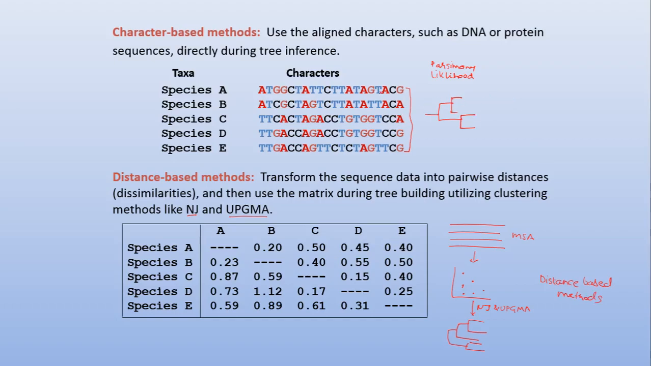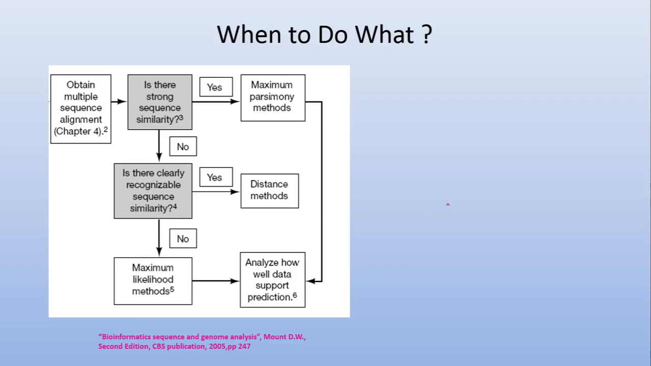And this is how you directly use the character information from your multiple sequence alignment and reconstruct the tree using character based methods like parsimony and maximum likelihood. So this is the basic difference between the character based methods and distance based methods. So now let us try to understand when we use what type of method.